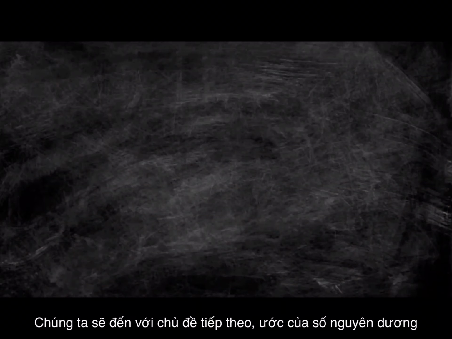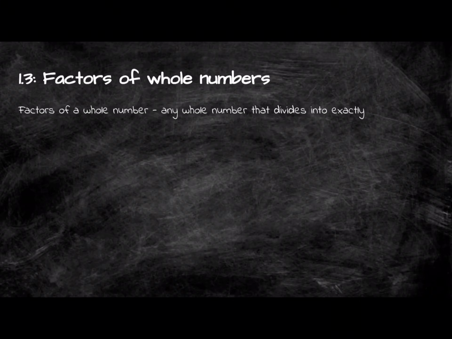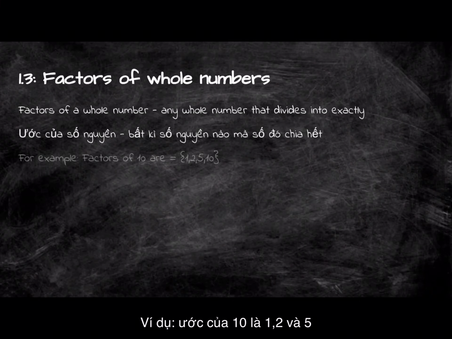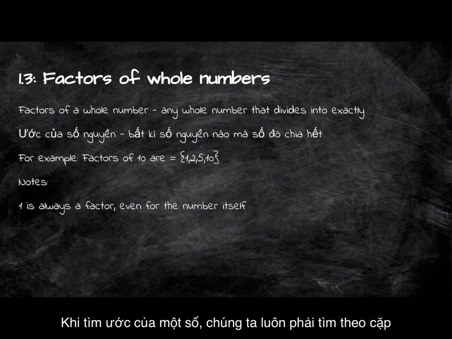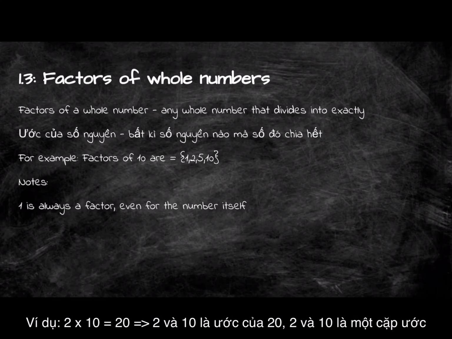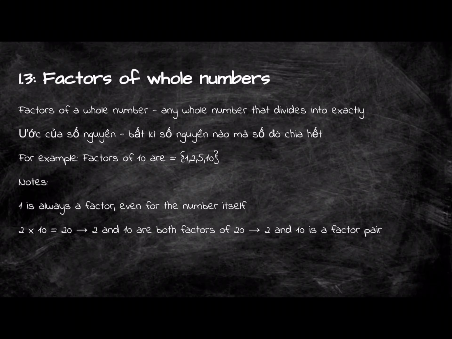Moving on to the next topic, factors of whole numbers. Now, a factor of a whole number is any whole number that divides into it exactly. For example, factors of 10 are 1, 2, 5, and 10. Note: 1 is always a factor, and so is the number itself. Now, when we find factors, we must always find them by factor pairs. For example, 2 times 10 equals 20. Therefore, 2 and 10 are both factors of 20, and 2 and 10 is a factor pair.